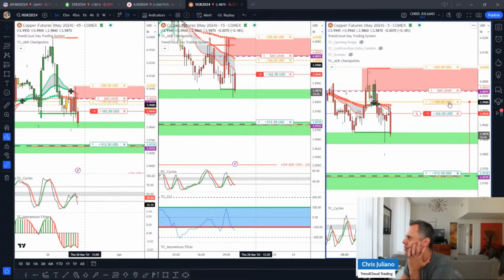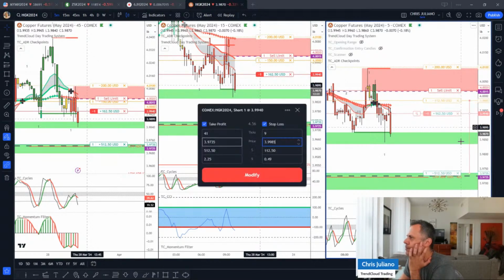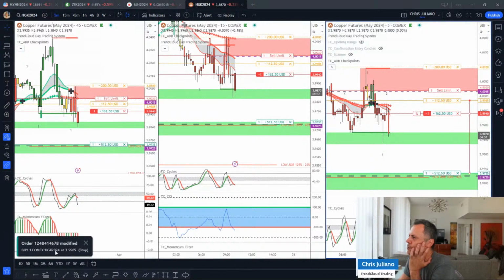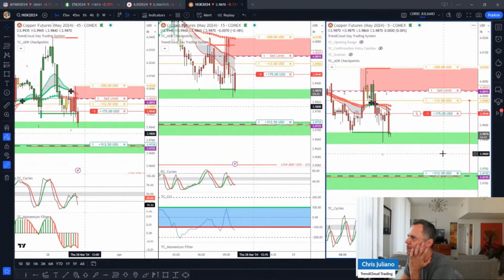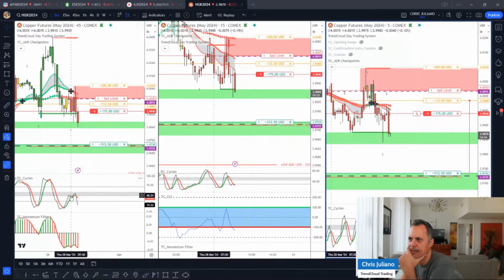There's the new little demand zone there. How about we reduce our risk there? There we go. Nice. Now that's a very bearish candle. If this doesn't completely reverse, if we can break through this candle here, we've got a great chance of hitting that ADR checkpoint.